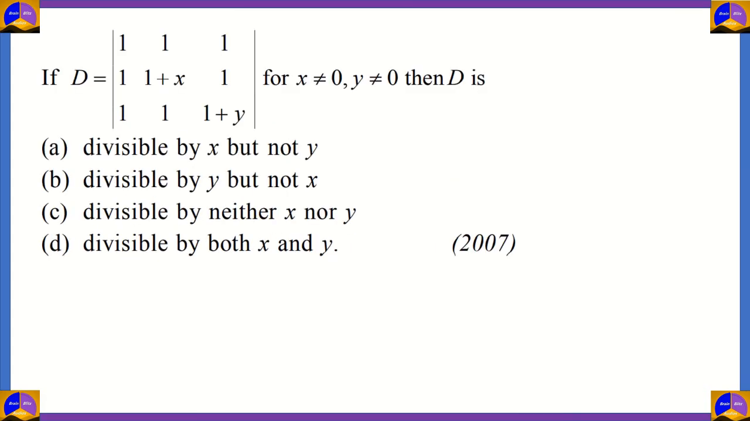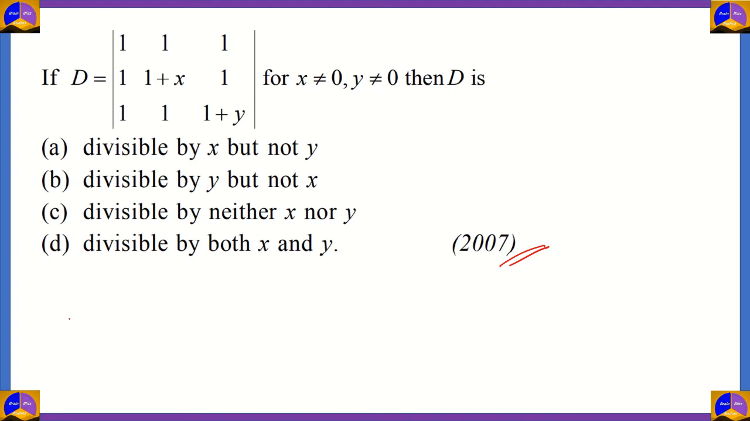Now let's look at the next question. We have a determinant given, and for x and y being non-zero, then we need to find out whether the determinant D is divisible by x but not y, divisible by y but not x, divisible by neither y nor x, or divisible by both x and y. This question was asked in 2007.